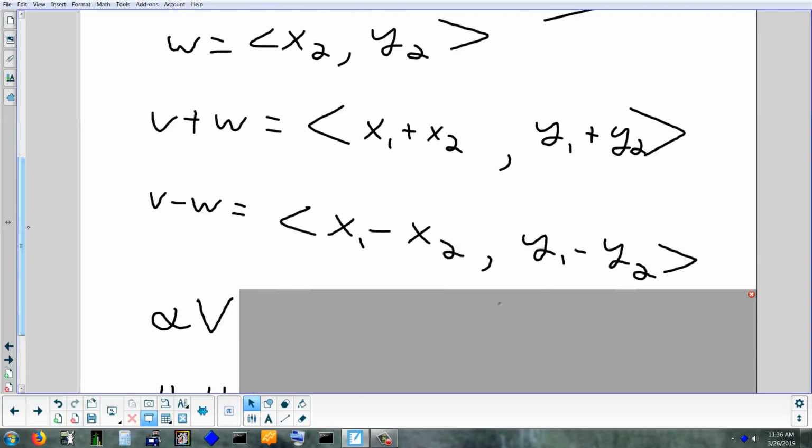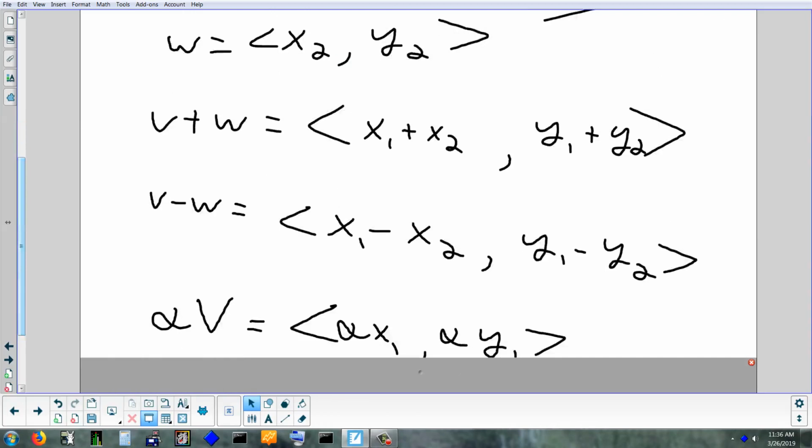Okay, what do we call this when you multiply a number times a vector? That was in the homework. Yeah, that's a scalar. Alpha is a number. Or if you want to be more specific, we call it a scalar.